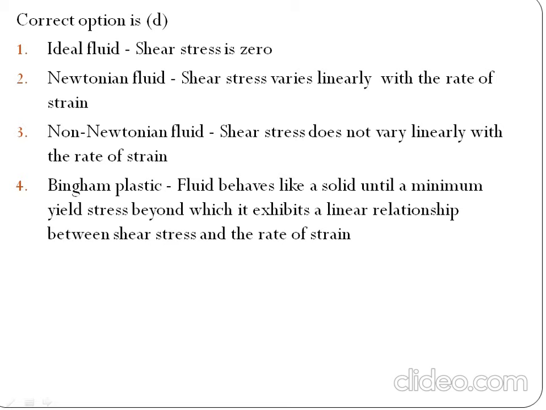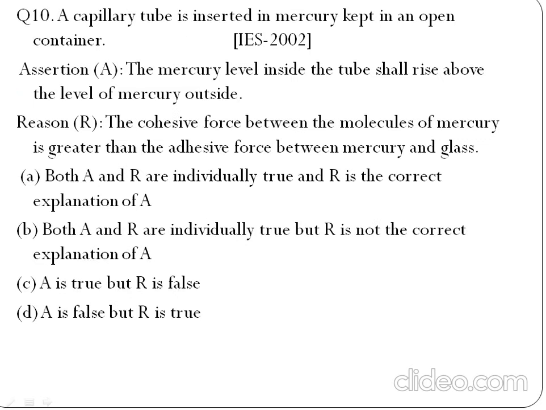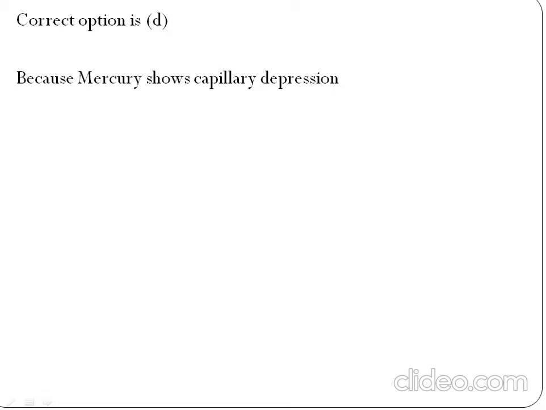Question 10. A capillary tube is inserted in mercury kept in an open container. Assertion: the mercury level inside the tube rises above the level of mercury outside. Reason: the cohesive force between the molecules of mercury is greater than the cohesive force between the mercury and glass. So correct option is D, because assertion is false but reason is true. Mercury shows capillarity depression.